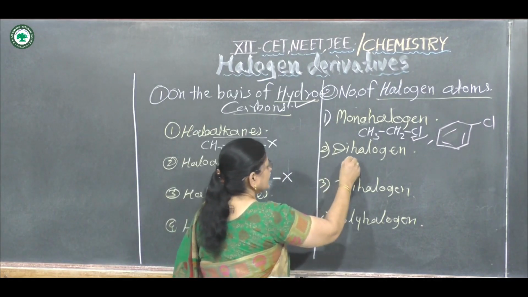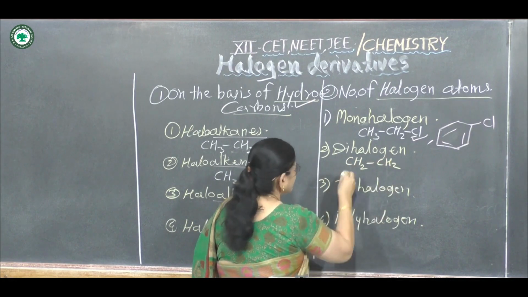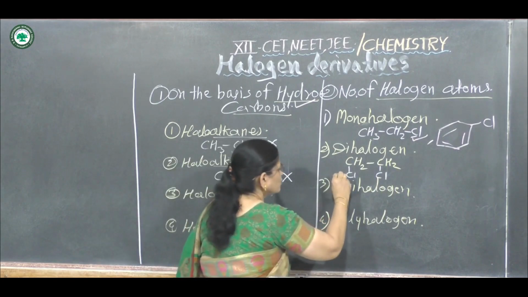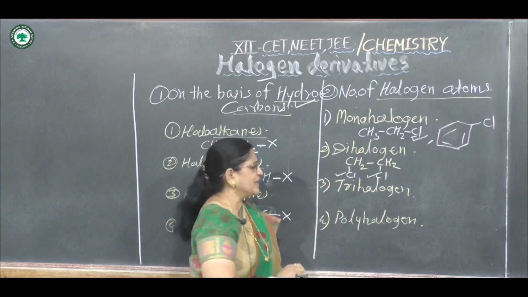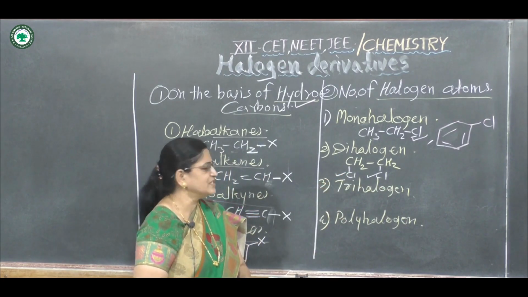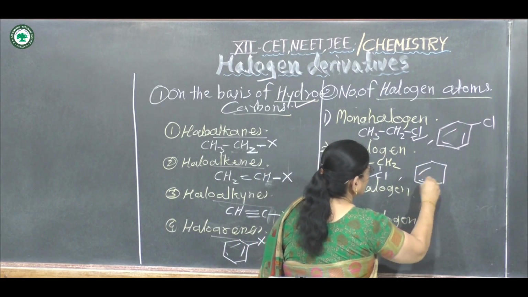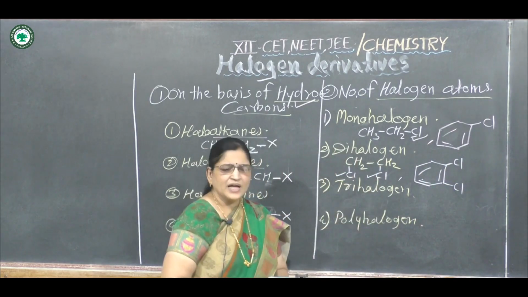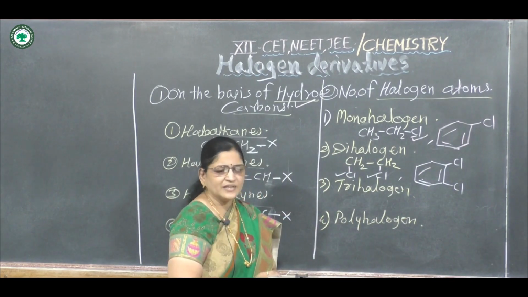Then the second one, suppose CH2Cl-CH2Cl, with Cl here and Cl here. This compound contains two halogen atoms, two hydrogen atoms from adjacent carbon atoms replaced by two halogen atoms, hence these are called dihalogen derivatives. Again, in an aromatic compound also, if two hydrogen atoms of the benzene ring are replaced by two halogen atoms, it is also called a dihalogen derivative.